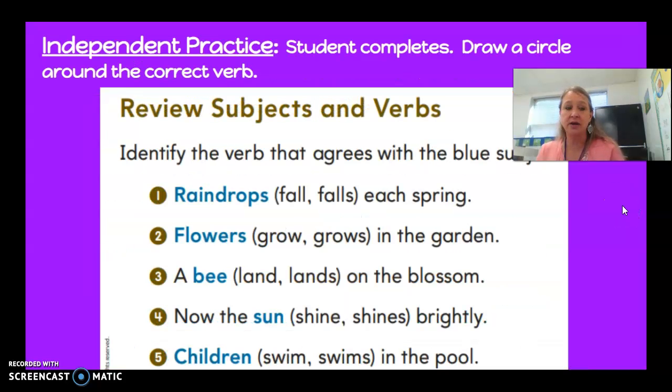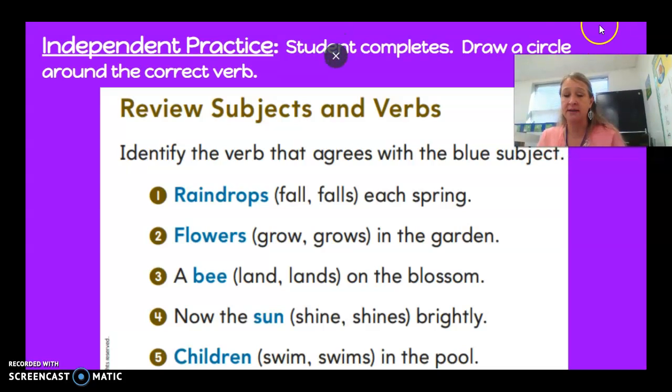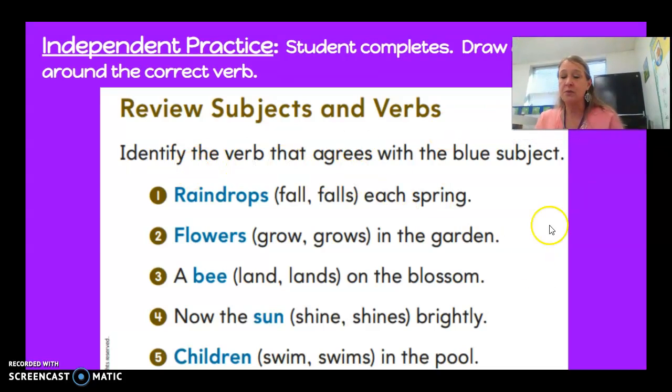All right, so here is your assignment. Today you are going to use the pen at the top of your iPad. You are going to draw a circle around the correct verb for each sentence. So, look at the subject. It's written in blue.